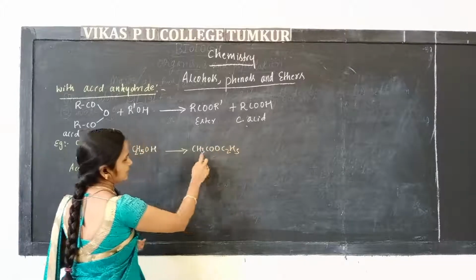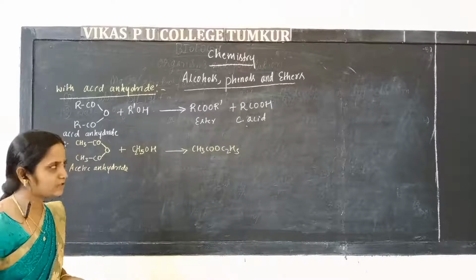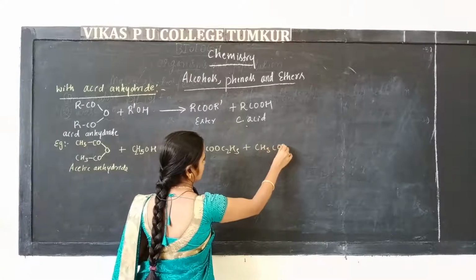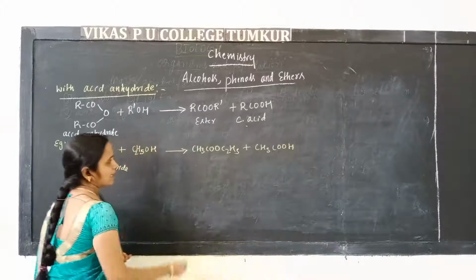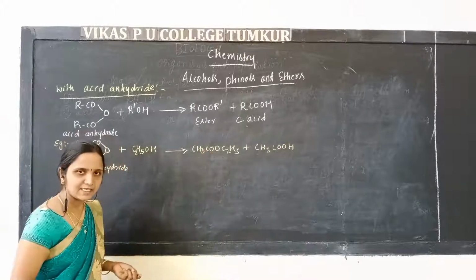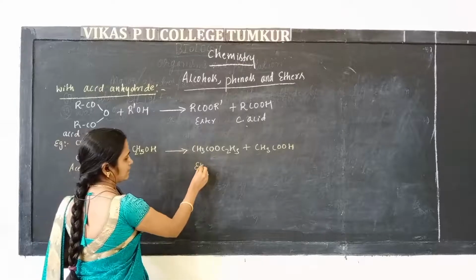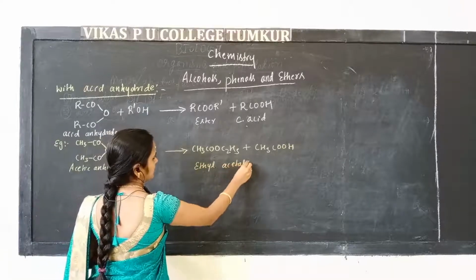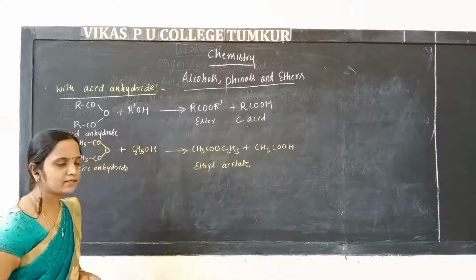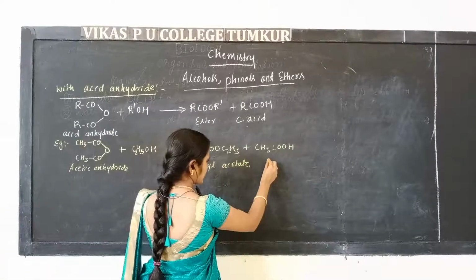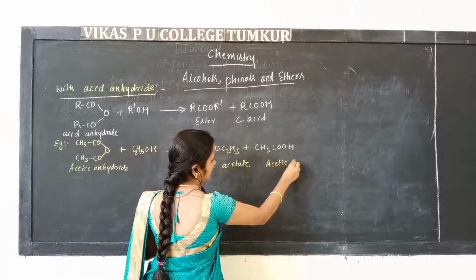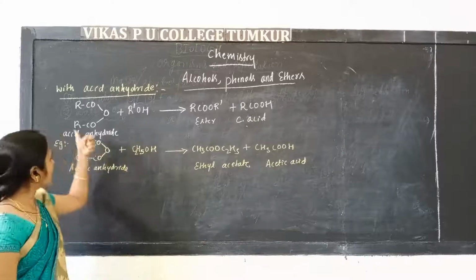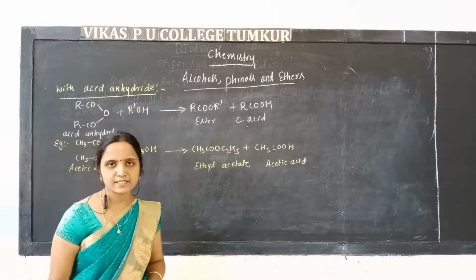CH3COOC2H5 plus CH3COOH. The product formed is ethyl acetate, along with acetic acid. This is about the reaction with acid anhydride.